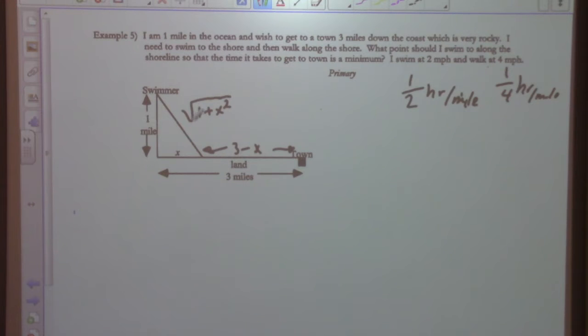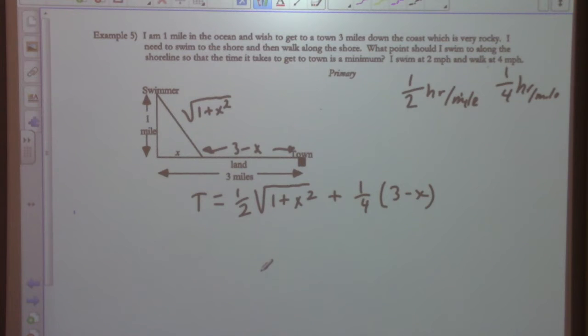So what is going to be your total time? It's going to be this distance times the amount of time. Well, in swimming, what do you have? 1/2 hour per mile. So 1/2 times this, and what goes over here? Plus 1/4 times this distance here, 3 minus x, right?